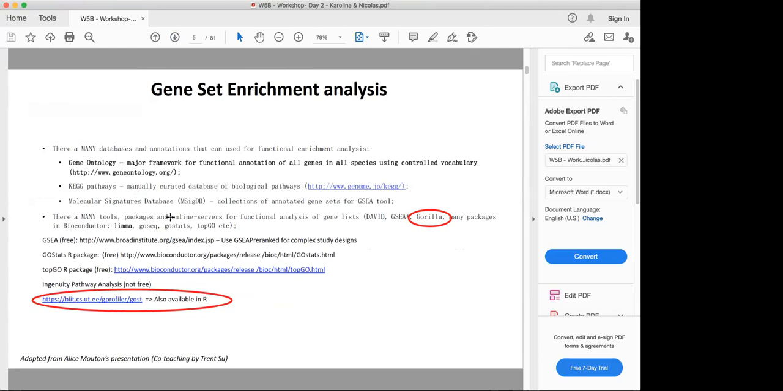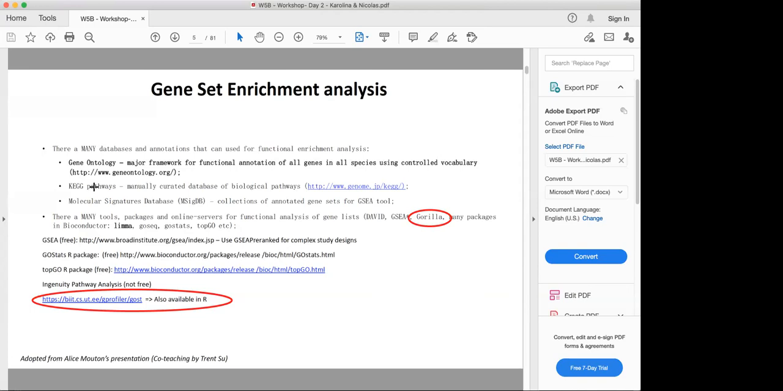There are KEGG pathways, a manually curated database of the biological pathways, very popular in each of the manuscripts that you would publish. You will see those, they will mention KEGG pathways. They are very important because those include the database of the biological pathways that are manually created.